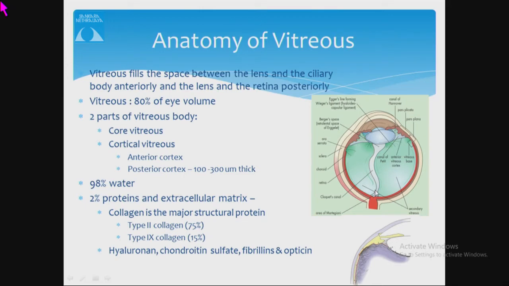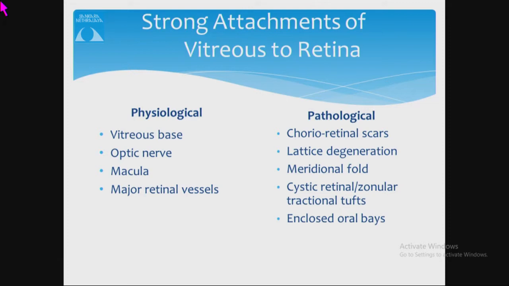Collagen forms the major structural protein of the vitreous, with a predominance of type 2 collagen amounting to 75%. The other is type 9 collagen. The proteins found in the vitreous are hyaluronan, chondroitin sulfate, fibrillin, and opticin. Vitreous has some physiological and pathological strong attachments to the retina. The physiological ones are the vitreous base, optic nerve, macula, and major retinal vessels.